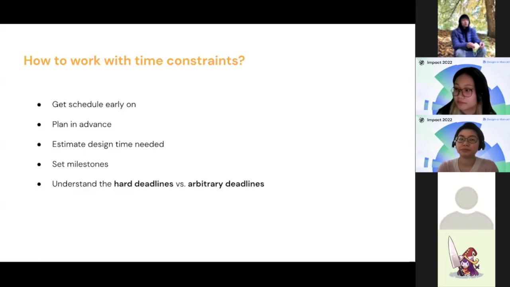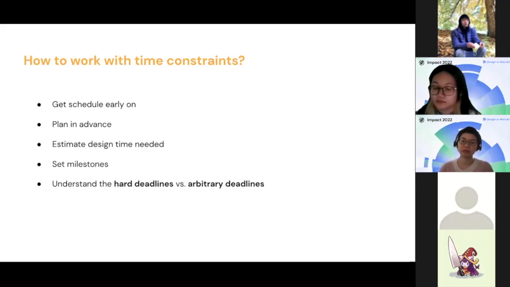So here are a few tips. Prioritizing tasks is definitely a good one. I would say first you need to figure out the schedule early on. For a school project, that might be easy, right? Because usually there's already a deadline that you see at the beginning.